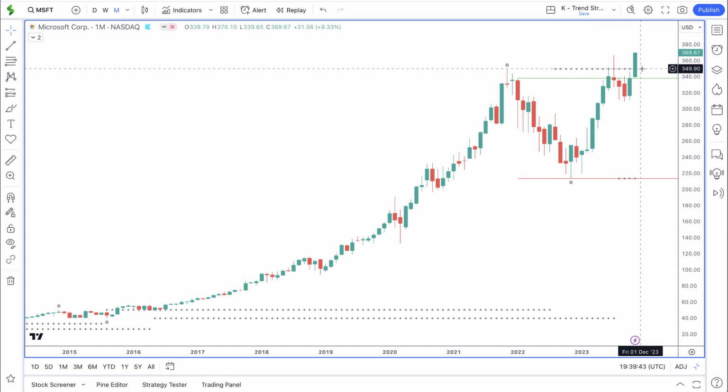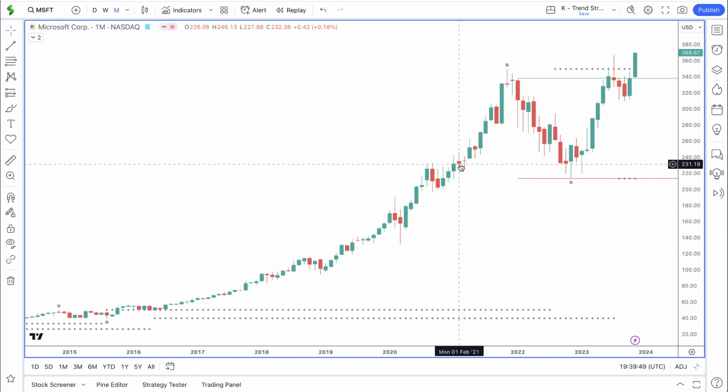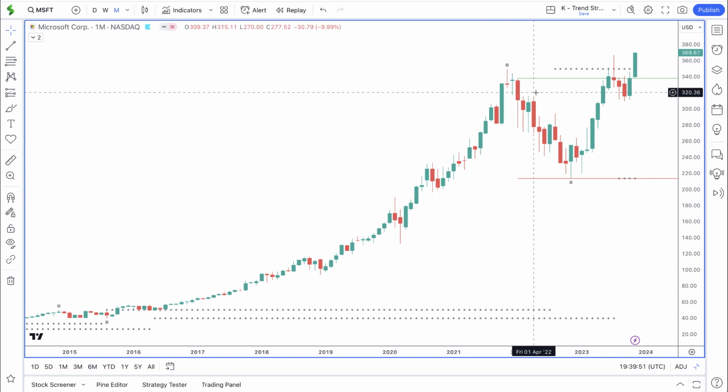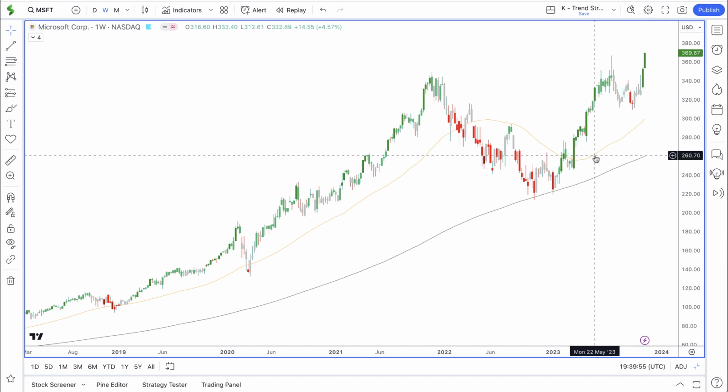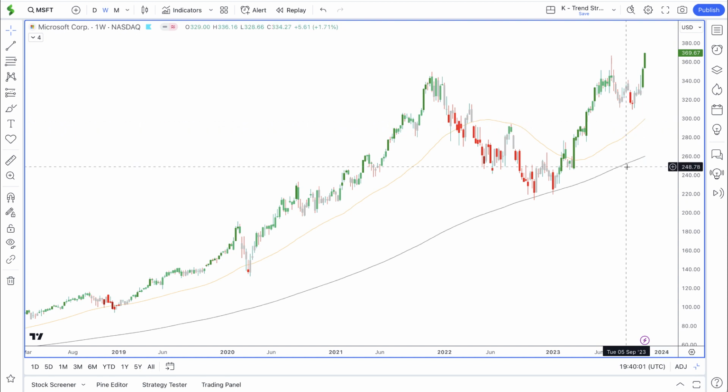If it is able to achieve this, then we should see another long-term rally similar to what we have seen in the past for Microsoft. So definitely a stock to keep on the watch list. On the weekly time frame, the current candles are green, indicating bullishness, and price is above the 50 and the 200 simple moving averages, which is a strong sign of strength and a potential continuation to the upside.